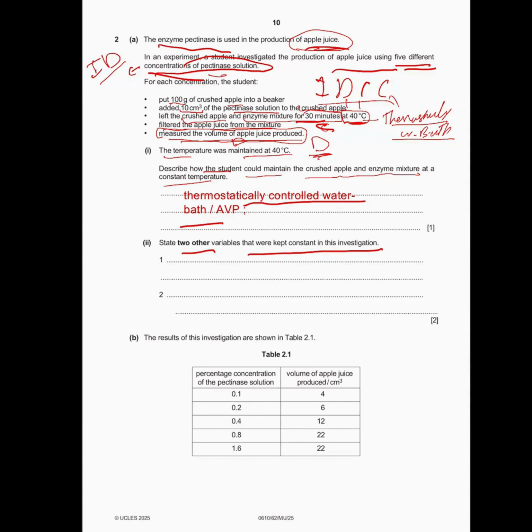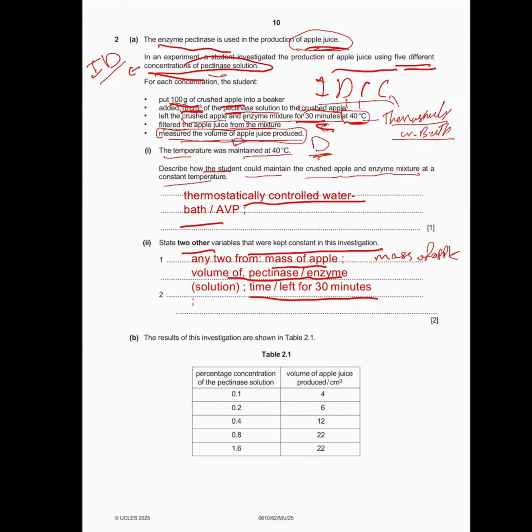What else was kept constant? What about the apple? What about the pectinase enzyme? What do you think? Cambridge said the mass of the apple, which is 100 gram. Cambridge also said the volume of pectinase, the enzyme. Yes, he added only 10 centimeters cubed in the beaker. The time was also kept constant. So if you say the mass of the apple, it's correct. And if you say the time, it's also correct.